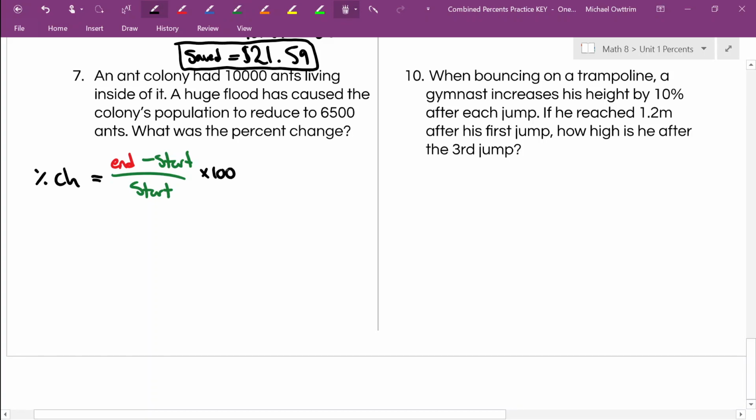So let's think about what our end number is and our start number is. We're starting with 10,000. Then at the end of the flood, we have 6,500. So let's go ahead and plug those into our formula. End number is 6,500. Take away start number of 10,000. Divide by start number of 10,000. And then times 100 from the formula.